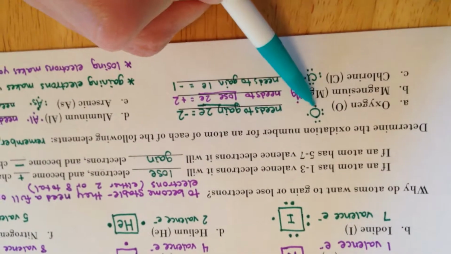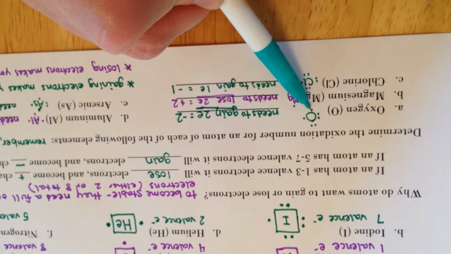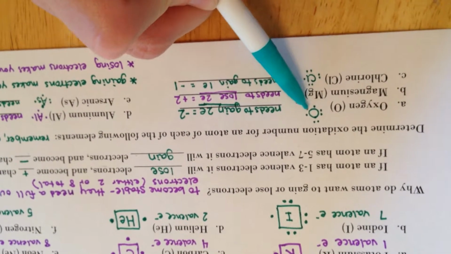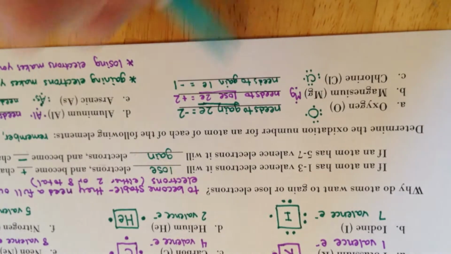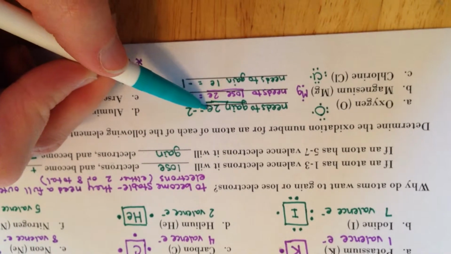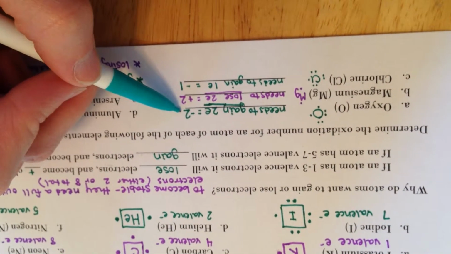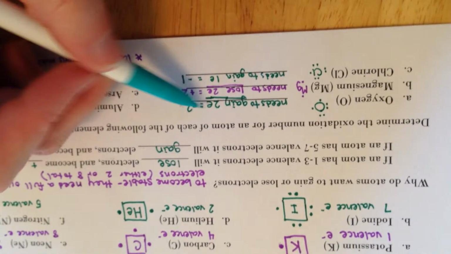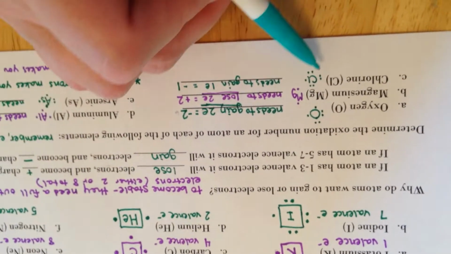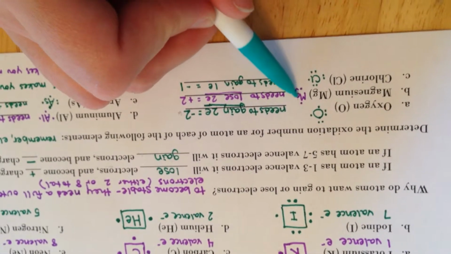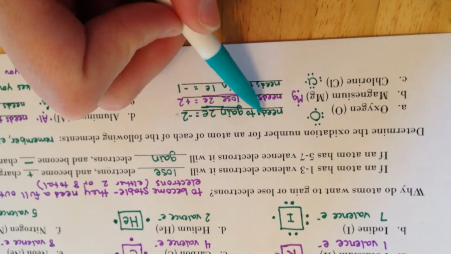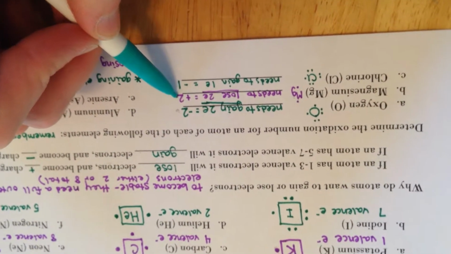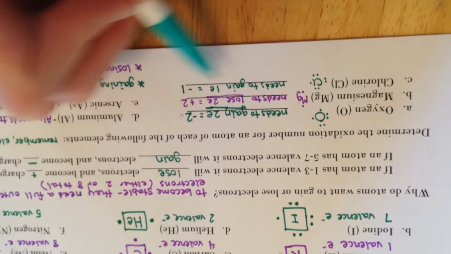So here's oxygen. Oxygen has 6 valence electrons. It needs 2 more, 1 here and 1 here, to be completely stable. Because it's going to be gaining negative charges, we give it an oxidation number of -2. It needs 2 electrons to be balanced. Magnesium has 2 valence electrons. It's just going to give those away, and by giving them away, it becomes more positive, so +2.